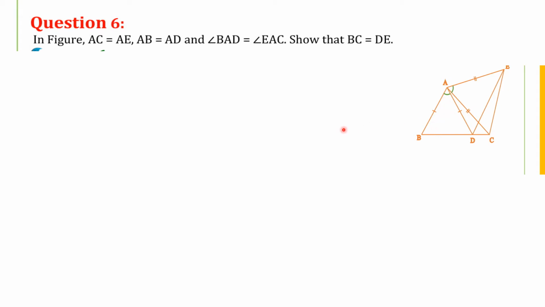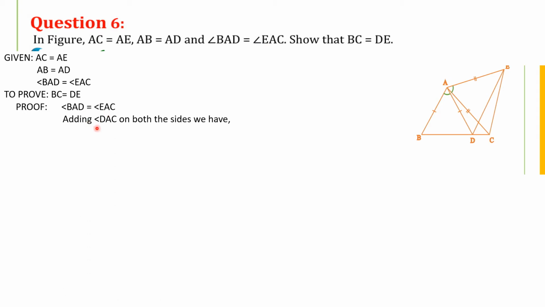So let me show this in the form of steps now. First you have to write Given: AC is equal to AE, second AB is equal to AD, and third angle BAD is equal to angle EAC. Next, write To prove: BC is equal to DE. Next, Proof: angle BAD is equal to EAC. Now as I said earlier, you are going to add this small portion of this angle, DAC, on both the sides. So on adding, I will be getting angle BAC is equal to angle DAE. Let us name this equation as 1.